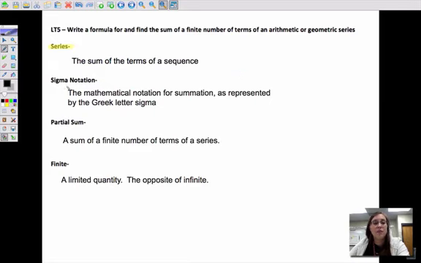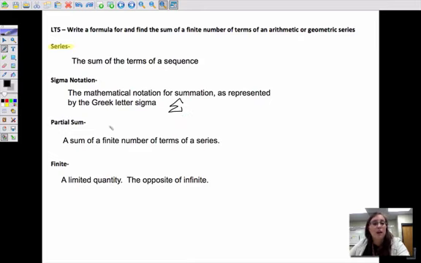Sigma notation is what we use when I'm asking you to find a series, and sigma notation is the mathematical notation for summation, summation meaning terms added together, and that's represented by the Greek letter sigma. Sigma looks kind of like this. Just as a side note, sigma is the uppercase letter S in the Greek alphabet. The lowercase looks like this, I think. It's S for summation, so kind of interesting. So we're going to use the Greek letter sigma when we want to talk about the summation of something, adding something together.